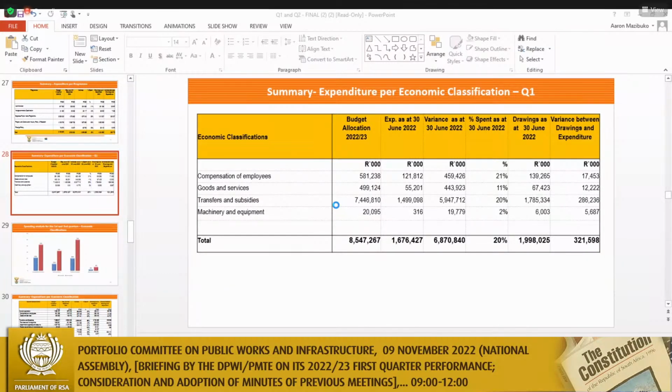The process was still in progress, as such, EPWP could not transfer money to IDT. And the other one relates to the non-state sector. Under the non-state sector, some of the payments were made to the provinces, but 2 million was withheld due to the non-compliance with the DORA by the provinces. The money was subsequently transferred during the month of July to the provinces.